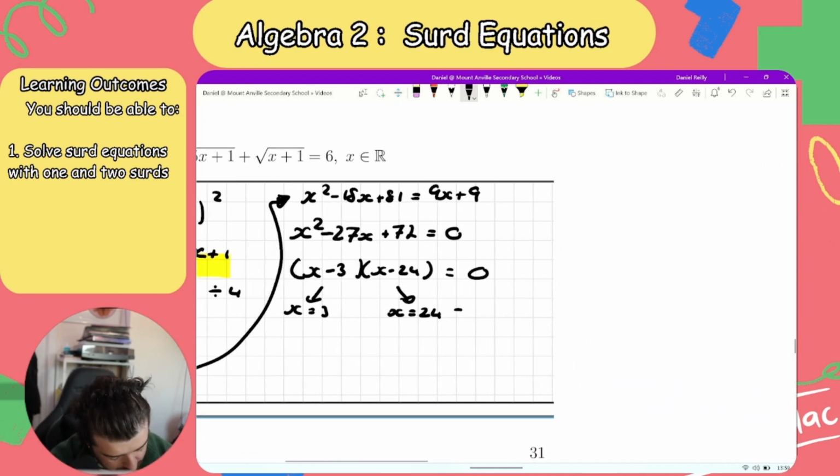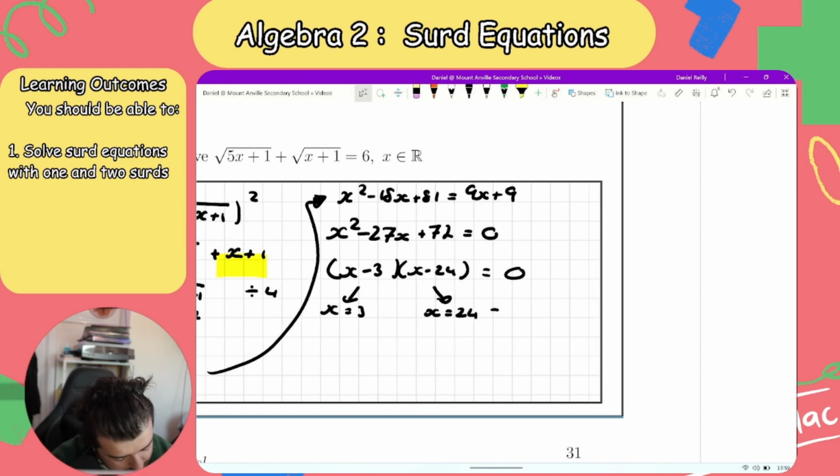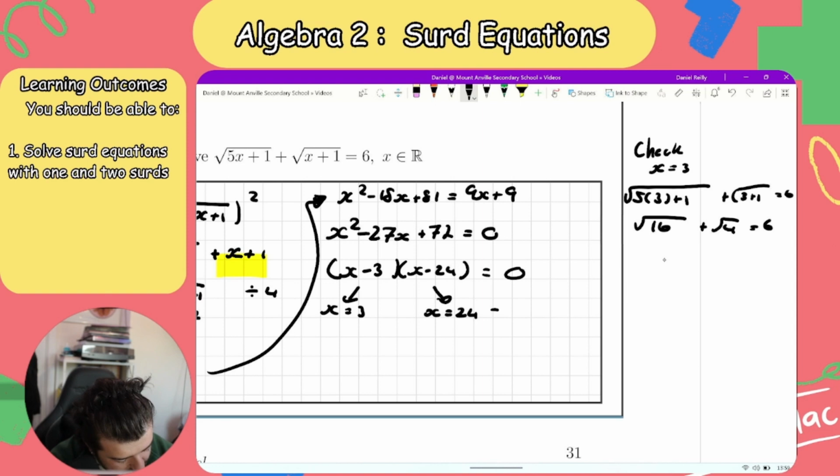So let me just move over here. x equals 3, let's try it out. So root 5 times 3 plus 1 plus root 3 plus 1 equals 6. Root 16 plus root 4 equals 6. 4 plus 2 equals 6. 6 equals 6. That is a valid solution.